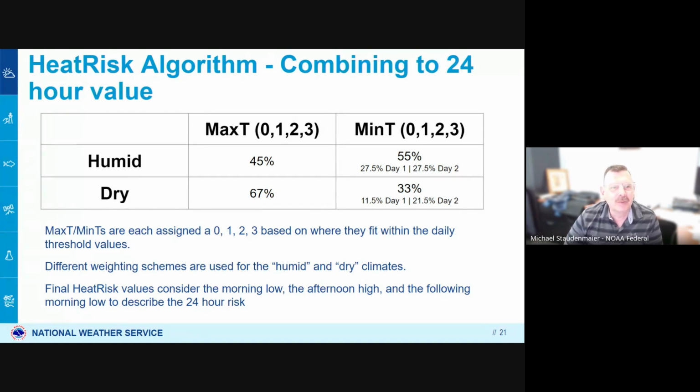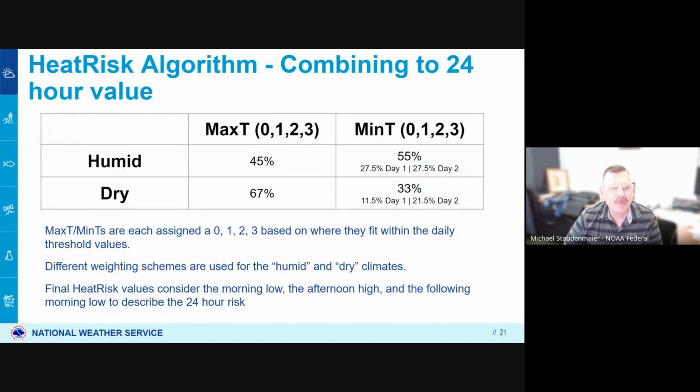For humid climates, where humidity plays a significant role in modifying the feel-like temperatures, the combination involves having the minimum temperatures on either side of the afternoon high providing 55% of the 24-hour value. The contribution from the afternoon high accounts for the other 45%. In dry climates, the impact of heat stress from the afternoon temperatures is generally much more substantial than that from humidity. Therefore, the contribution from the max temperature gets the greater weight, in this case 67% of the overall 24-hour value. The minimum temperatures provide the other 33%.